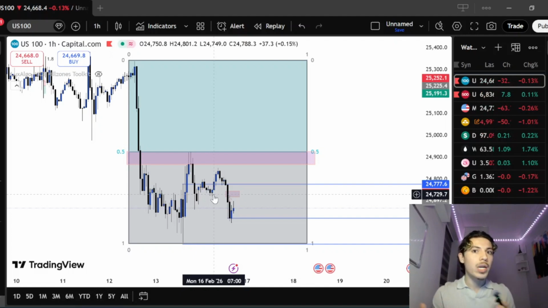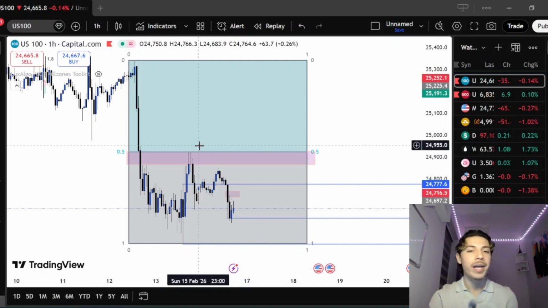Now, does this only apply to higher time frames? No. This applies to lower time frames as well. We're going to get right into that in 1 second. So now that we've tapped into equilibrium, where does price probably want to go? Well, it probably wants to head back to the swing low, right?